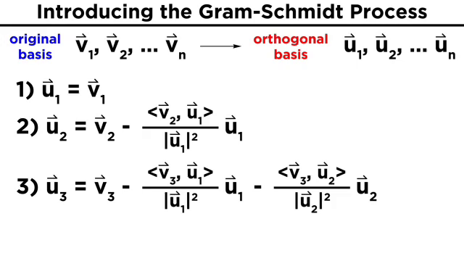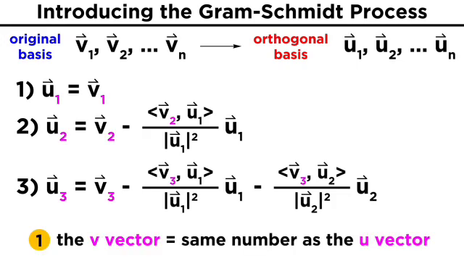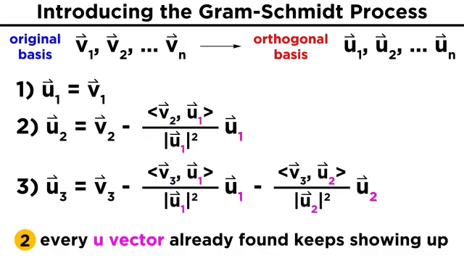Some useful tips to help remember how this looks include noting that the only v vector that appears in the formula has the same number as the u that is being found. Also, every other u vector that has already been found will show up in a specific term in the remaining v vectors.